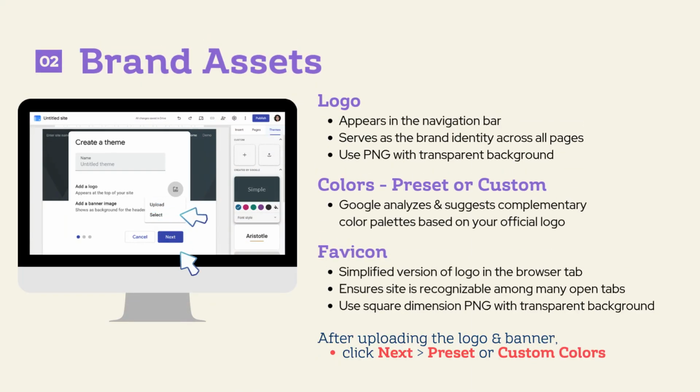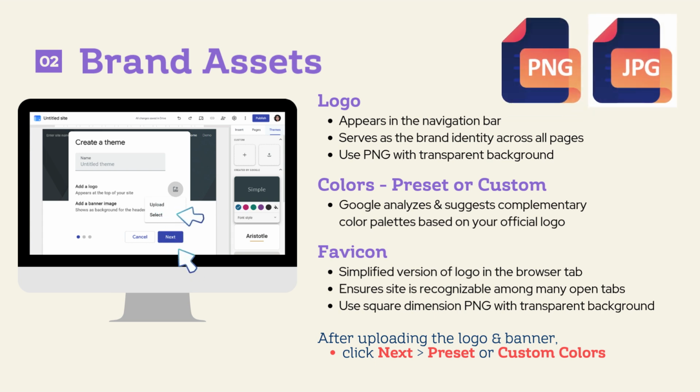Now let's apply your brand assets to make your site recognizable and consistent across the web. Your logo will appear in the navigation bar and serve as your primary brand identifier across all pages. Design tip: always use a PNG file with a transparent background. A JPG file always has a rectangle white background. It breaks the design and looks amateur when placing on a colored navbar.